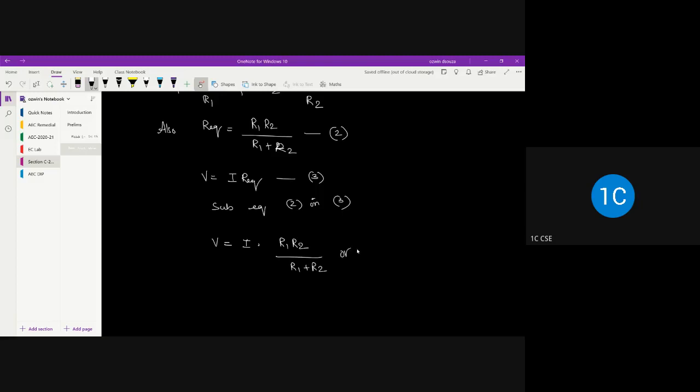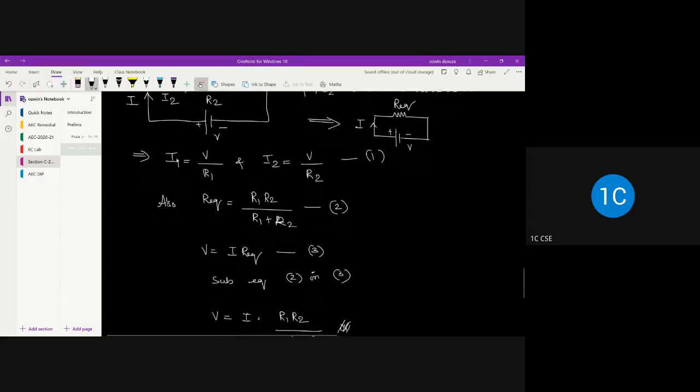You're getting it, right? V is equal to I into R equivalent, where R equivalent is given by equation 2. So you would get V is equal to I into the respective R equivalent value. Now, in equation 1, you have written I1 is equal to V by R1 and I2 is equal to V by R2.